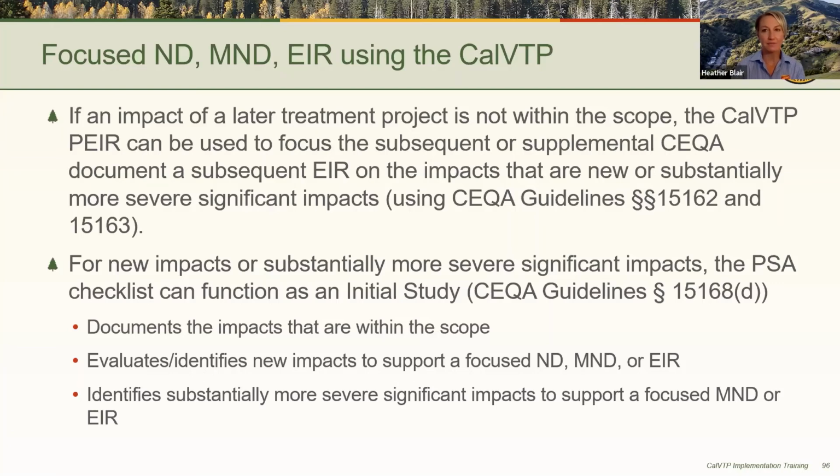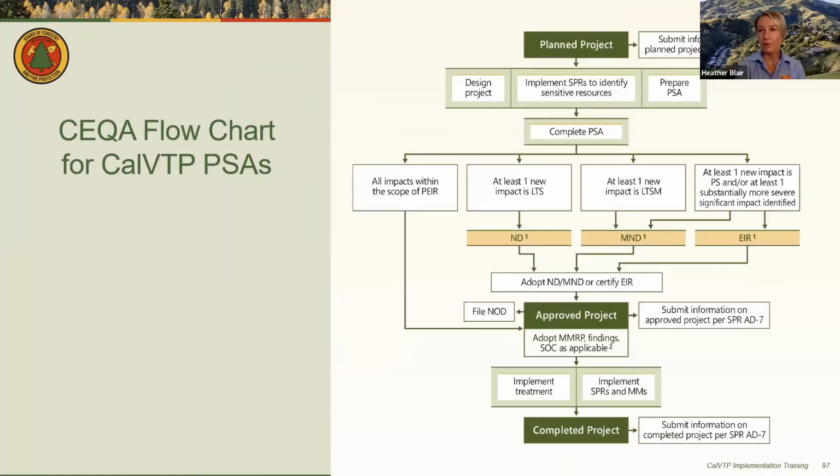All right, next slide. For the new or substantially more severe significant impact that is outside of the scope of the program EIR, the type of focused CEQA document that need be prepared, that is a negative declaration, MND or EIR, will depend on the severity of the impact pursuant to the requirements of CEQA. The triggers for preparation of these various types of CEQA documents are shown on the flow chart of this slide.